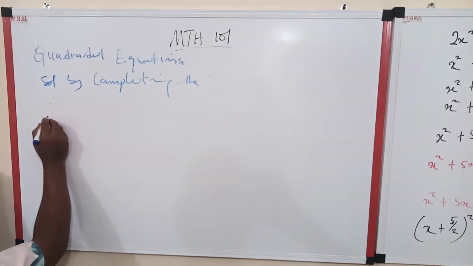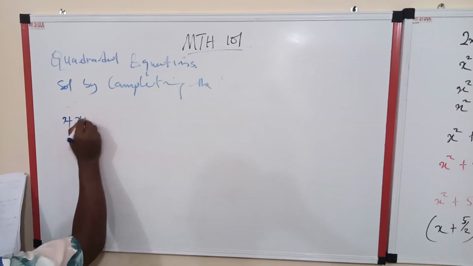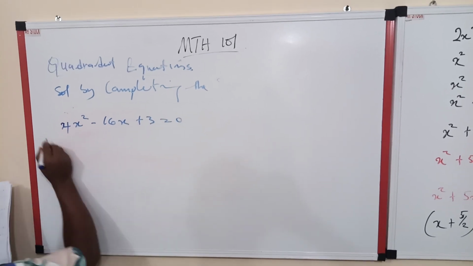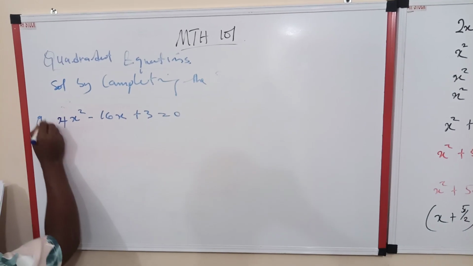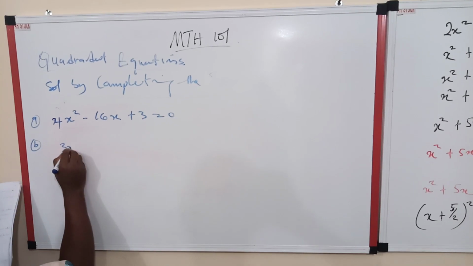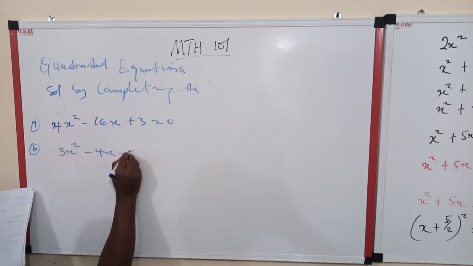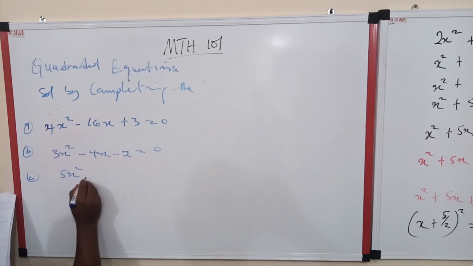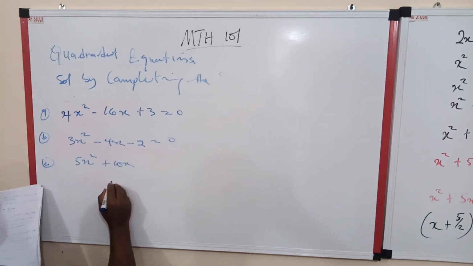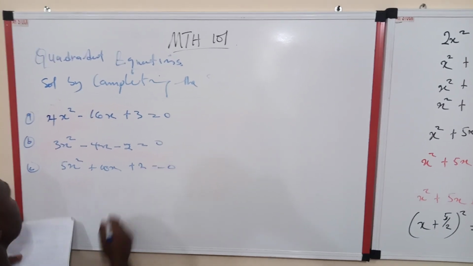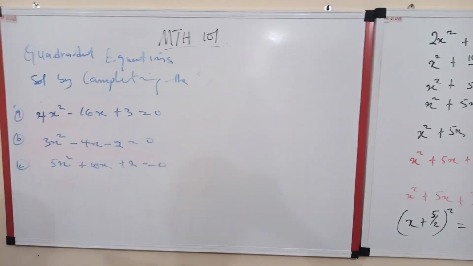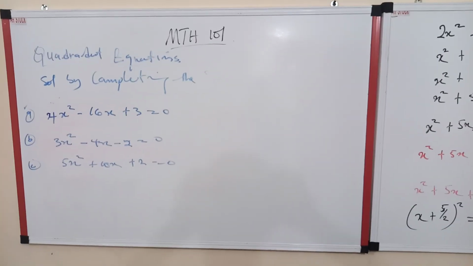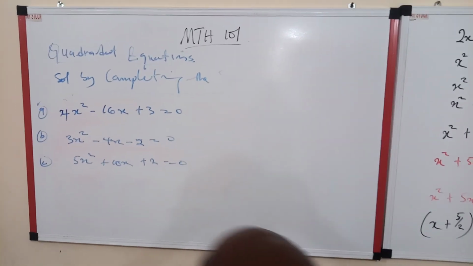Now let's consider these ones. Let's consider, say, 4x squared minus 16x plus 3 equal to 0. That's one case. Then the second case, let's consider 3x squared minus 4x minus 2 equals 0. Then the third case, let's say 5x squared plus 10x plus 2 equals 0. Now, I'm going to solve this one. Then the audience, please try as much as you can to solve that so that you can refresh your memory with that.